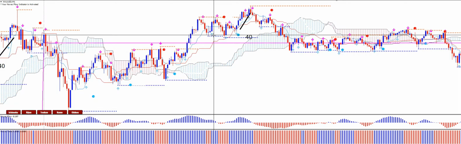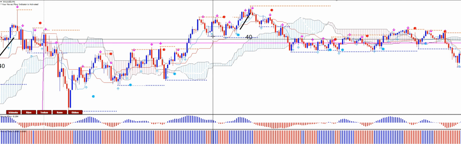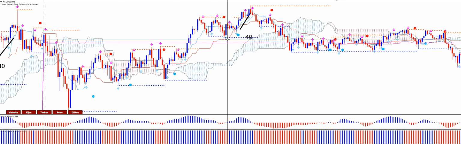Okay, and then it gives us a buy at a minor support. So now we have to wait and see whether this support holds for another arrow. So over here there is a buy.